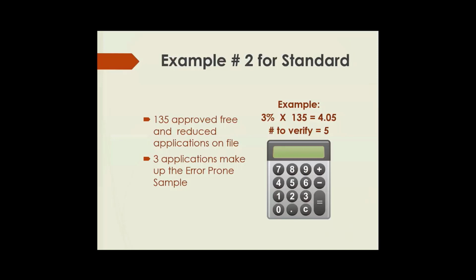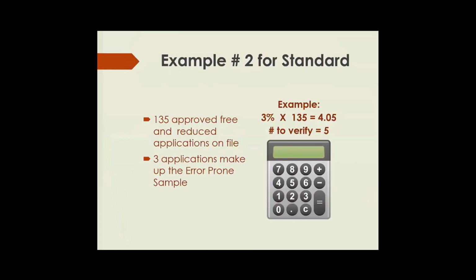So we have the 2 examples, example 1, example 2, both for standard, but the difference is what happens if you don't have enough error-prone applications. If you do, as in the first example, you just take from those applications. However, if you don't, then you take all the error-prone applications and then you randomly select the remaining number of applications that you need.